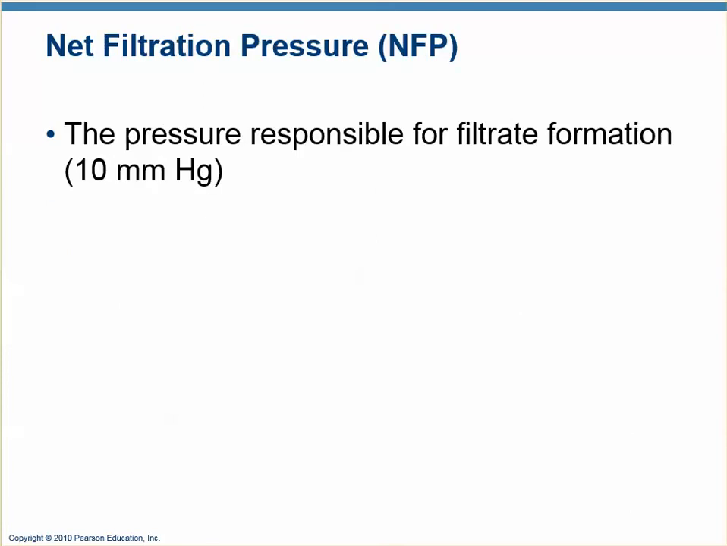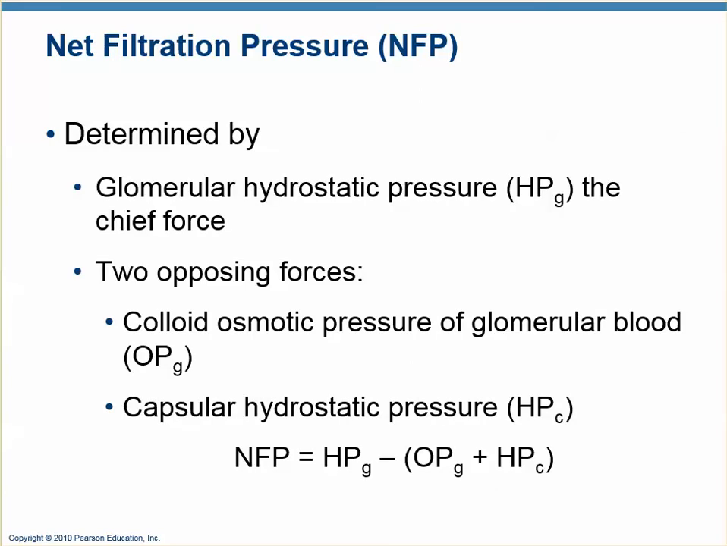So we look at the pressures that are involved with creating the filtrate. So this is net filtration pressure, and it's the exact same as when we looked at the bulk flow in normal capillaries. There is a hydrostatic pressure, glomerular hydrostatic pressure, which is really the blood pressure in the glomerulus. We called it capillary hydrostatic pressure before. It's the same thing. It's blood pressure.